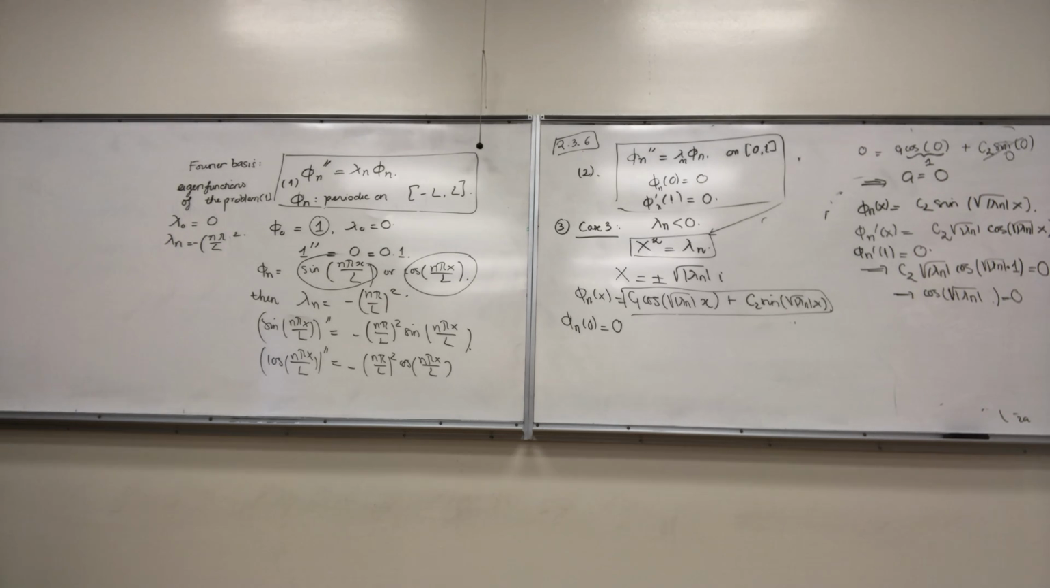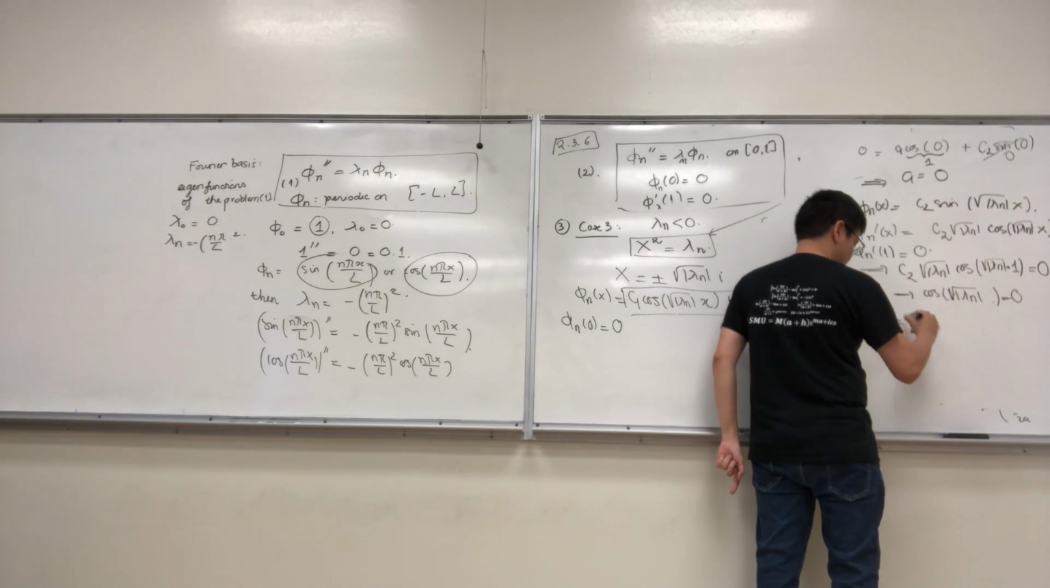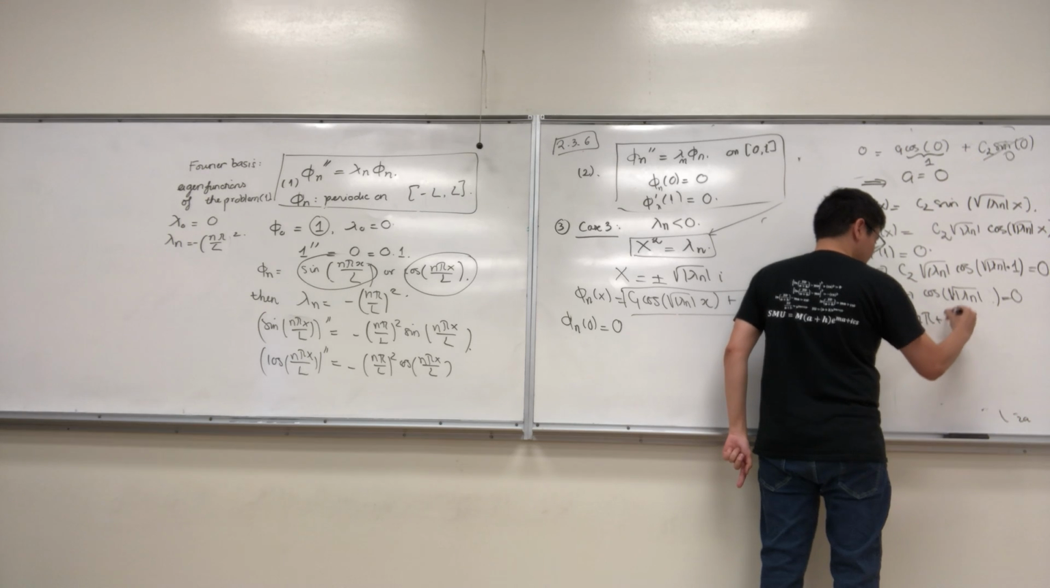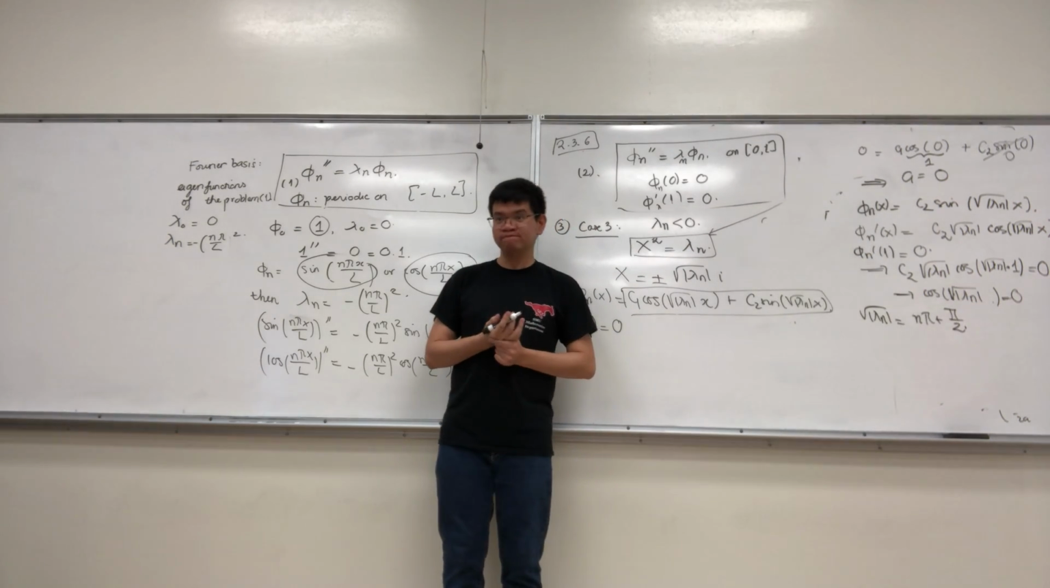N pi over 2. No, it would have to be, sorry, yes, it would have to be square root of pi over 2. Sorry, it would have to be pi squared over 4. So the cosine of this has to be n pi plus pi over 2, right?